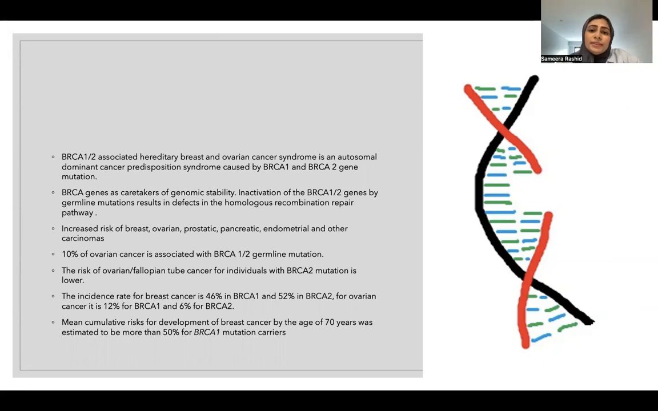And the most common cancer there is high-grade serous carcinoma. The risk of ovarian and fallopian tube cancer for individuals with BRCA2 mutation is less, but the risk for breast cancer in BRCA2 is comparatively higher. Mean cumulative risk for development of breast cancer by the age of 70 was estimated to be 50% for BRCA1 mutation carriers. That's why prophylactic salpingo-oophorectomy has been recommended in these cases.